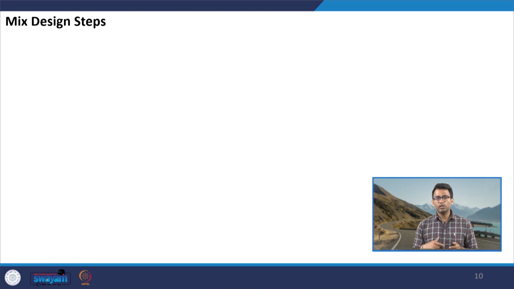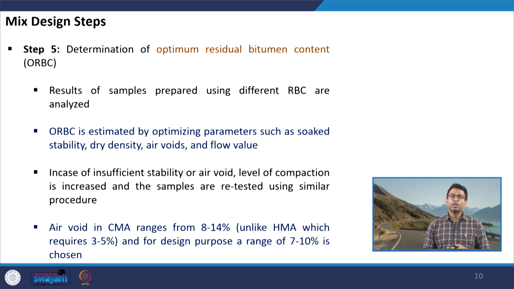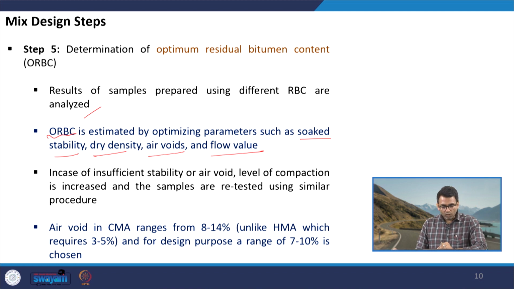Now, using this result, I will determine the optimum residual bitumen content. So, results of the samples prepared using different RBC are analyzed, and the optimum residual bitumen content is estimated by optimizing different parameters. These parameters may include soaked stability, dry density, air voids, the flow value while doing the Marshall stability test, and so on. So, again these parameters are specification dependent. I have to select the optimum residual bitumen content such that the ranges of the criteria given by the agency are satisfied.